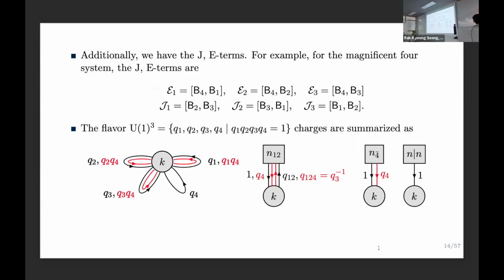And we can also think of the J terms and E terms. For example, the magnificent four J terms and E terms will look like this. And using these J terms and E terms, you can also determine the flavor symmetry of the quantum mechanics. And I will associate the flavor charges to the quiver diagrams in this way. And later, when we derive the algebras from the quiver diagram, all these parameters will be important.